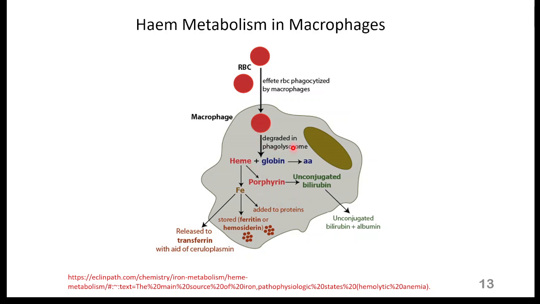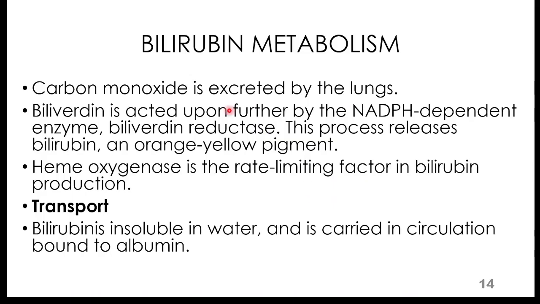So the iron is either stored as ferritin or released as transferrin to be transported to the liver and other body parts. All right. But the porphyrin portion of heme will be broken down to form initially biliverdin, but eventually the biliverdin is converted to bilirubin. Now the carbon monoxide is excreted by the lungs.